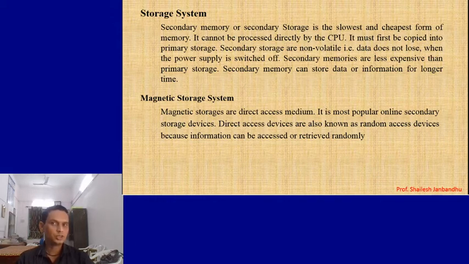Next topic is storage system. Just like primary storage is volatile, the computer system works on current data that can be stored on RAM or the primary storage unit. But when we want to store the data permanently and access it anywhere, we use the secondary storage or non-volatile memory storage system. Non-volatile means the data is not lost when the power supply is switched off.